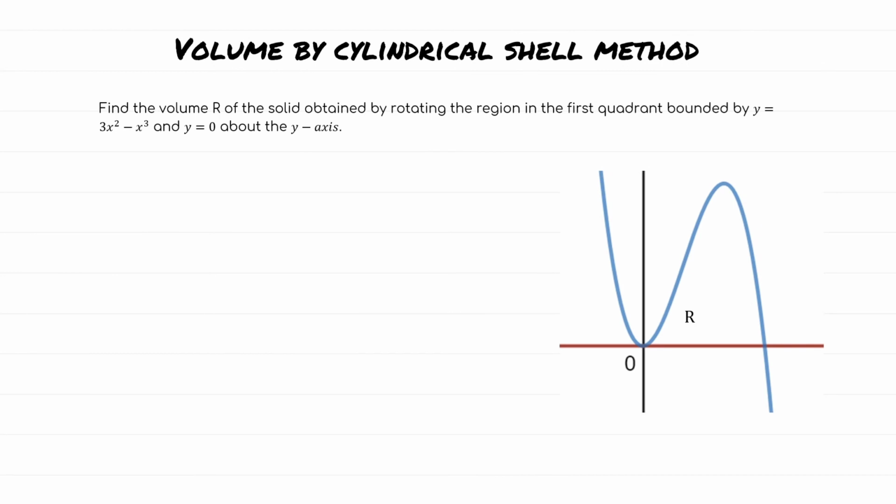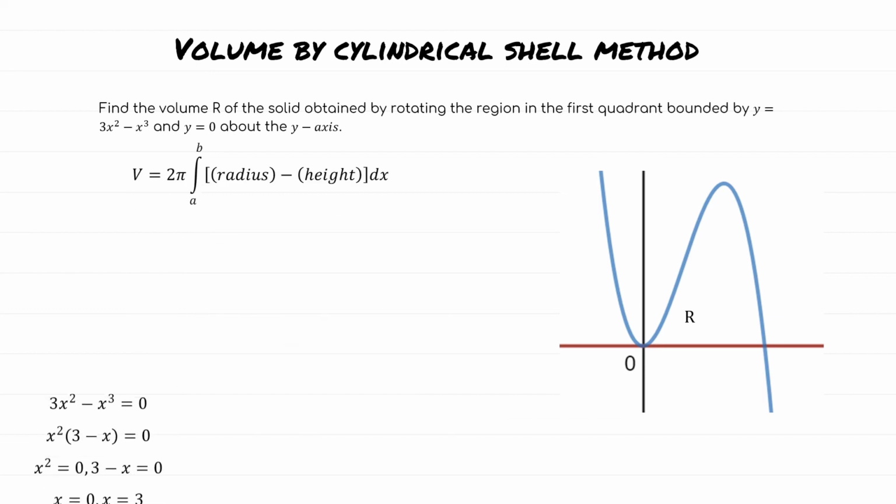Next is to find the volume by cylindrical shell method. The question is to find the volume R of the solid obtained by rotating the region in the first quadrant bounded by y equals 3x squared minus x cubed and y equals 0 about the y-axis. So the equation y equals 3x squared minus x cubed is actually a cubic graph. Second is to find the intercept. So we can find the intercept by using simultaneous equation.